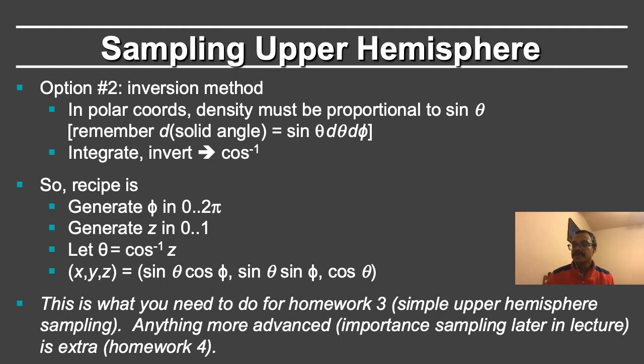For homework 3, this is all you need to do. Simple upper hemisphere sampling. I have described 2 methods. One is rejection sampling, and one is based on inverting the CDF, the actual inversion method. Anything more advanced you do, such as importance sampling that we'll talk about in a moment, is extra for homework 3, but parts of it will be required in homework 4.